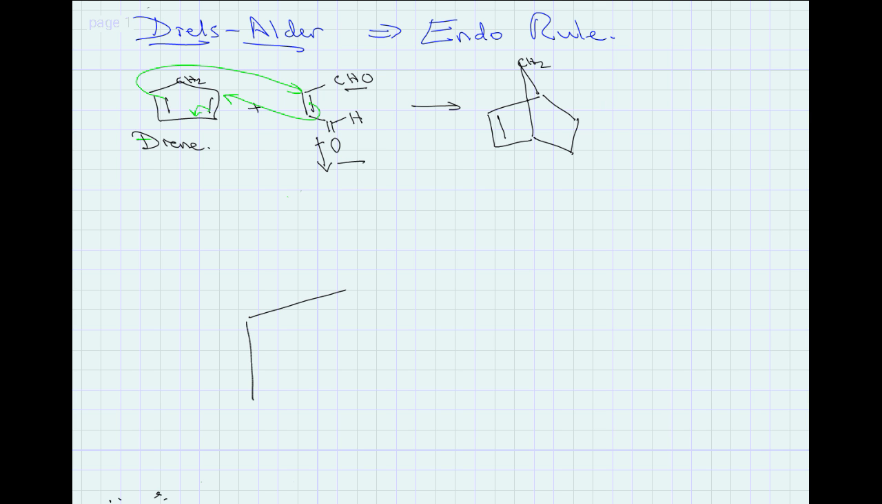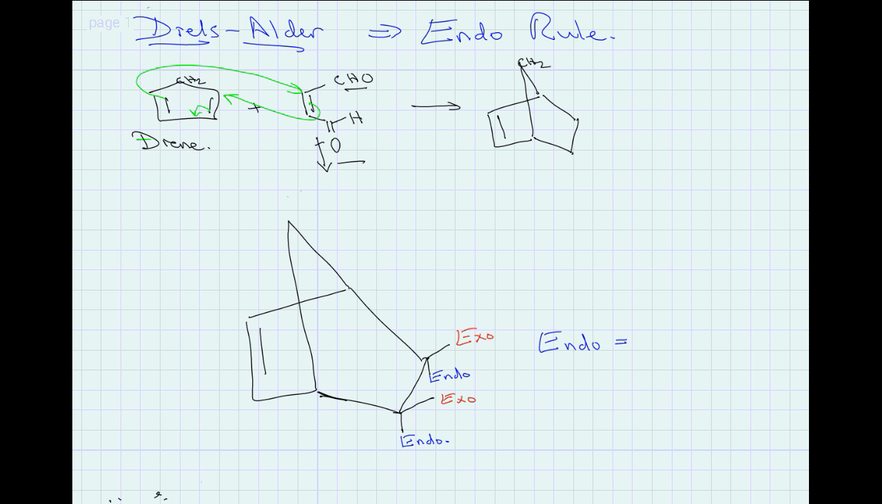So if we take a look at the final product that we get from a reaction of cyclopentadiene, we can either have our substituents pointing up or pointing down. When the substituents are pointing up, we call this the exo product. And when the substituents are pointing down, this is called the endo product.